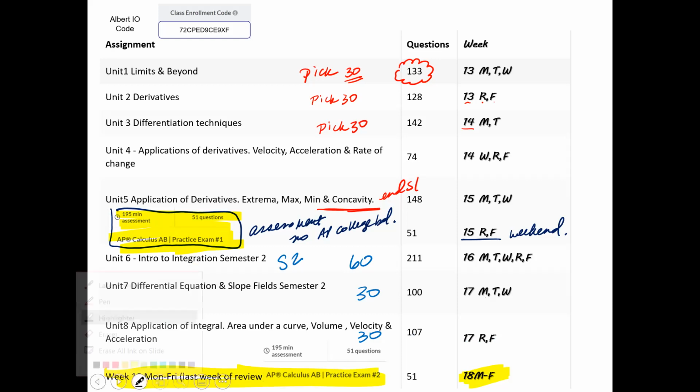Just keep in mind that for each of the weeks, you will be getting a grade. For week 13, it's going to be worth 100 points based on your efforts on working on these 2 units. So just keep that in mind.